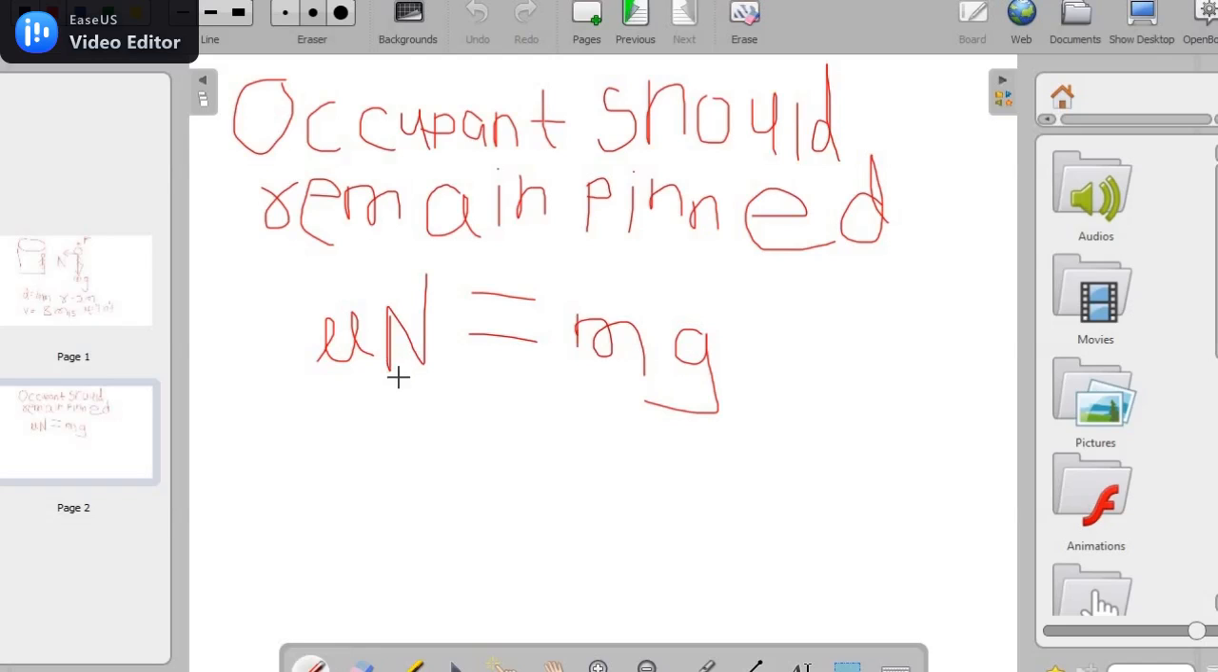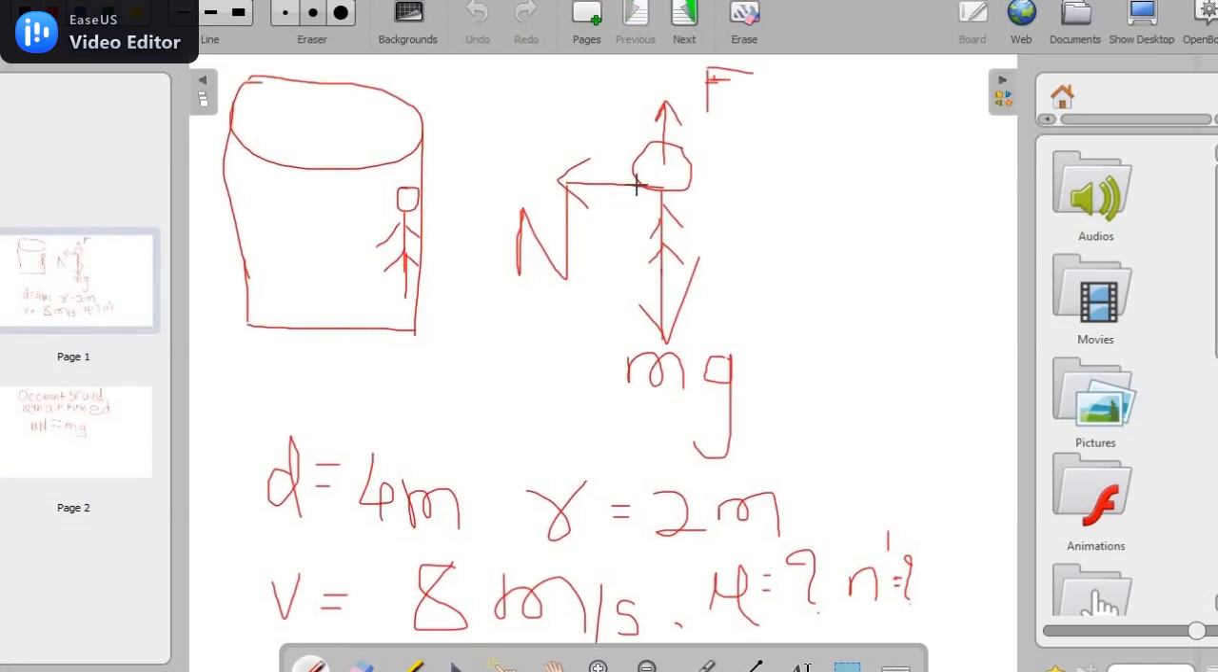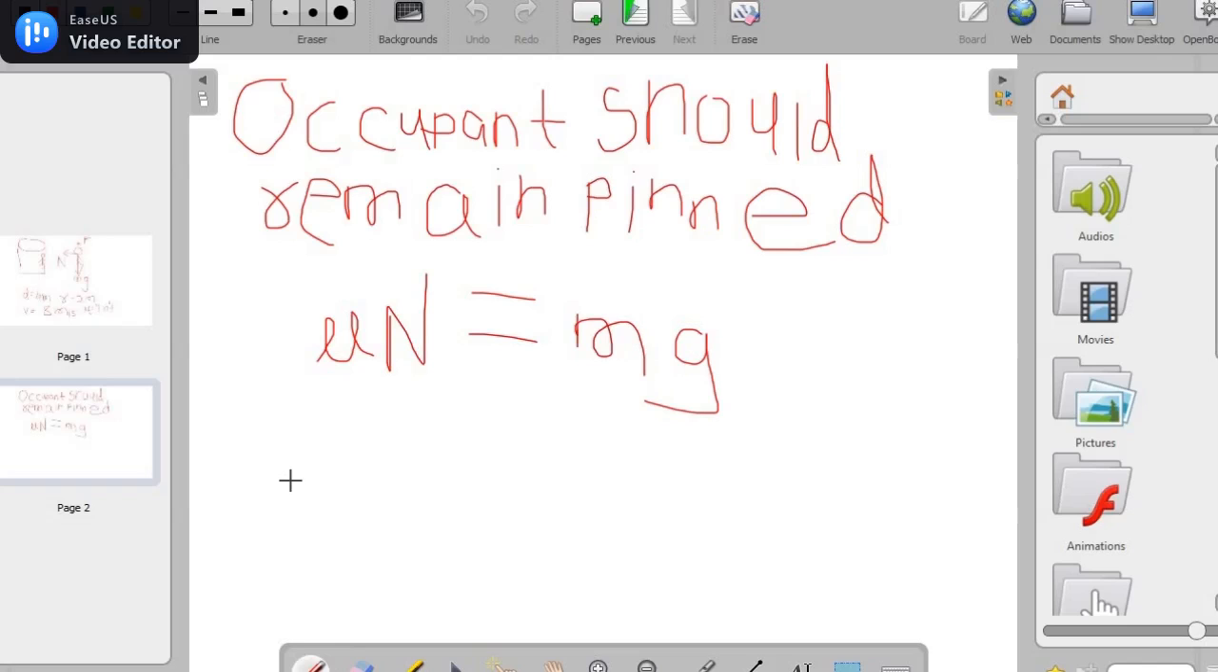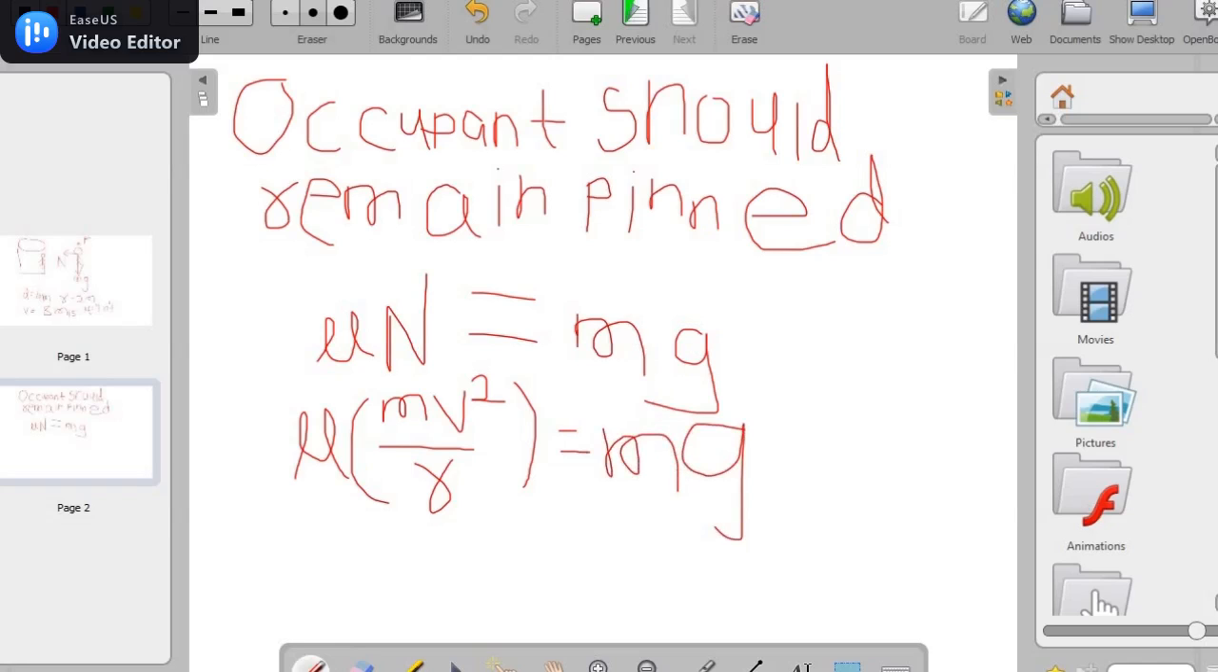We know this, and normal in this case will provide the necessary centripetal force. So normal should be equal to m r omega square or m v square by r. You have to think about it. So what we'll do is, mu we have to calculate, and we will put our value of normal, that is m v squared by r, isn't it? I hope guys I am making sense to you. m v squared by r is equal to mg. m will get cancelled, and whatever is remaining is our final answer, that is mu is equal to g r by v squared.